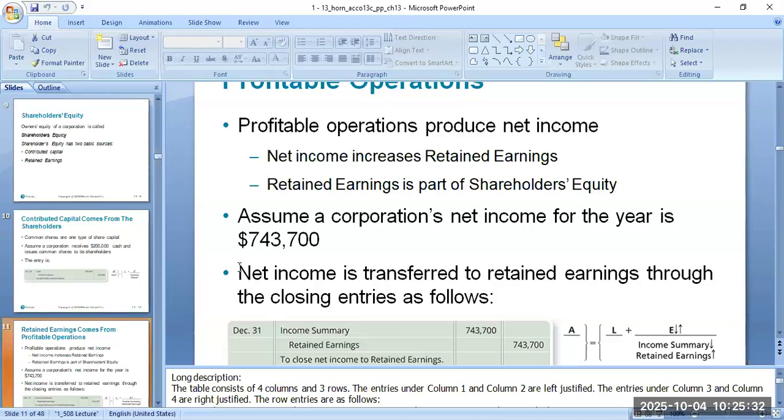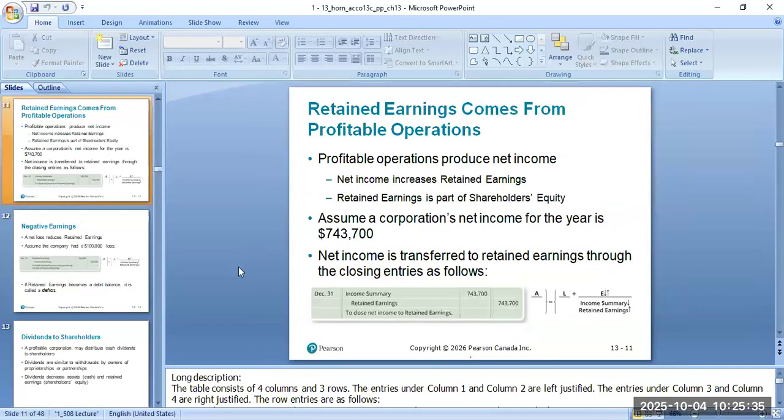Now, retained earnings. What's the retained earnings? As you probably saw in the previous course, retained earnings is the money that stays in the company. From where do the retained earnings come? Retained earnings come from obviously profitable corporations or operations. You have to have a profitable operation which is going to generate you income. If you decide to keep the income in the company, that means you retain the earnings.